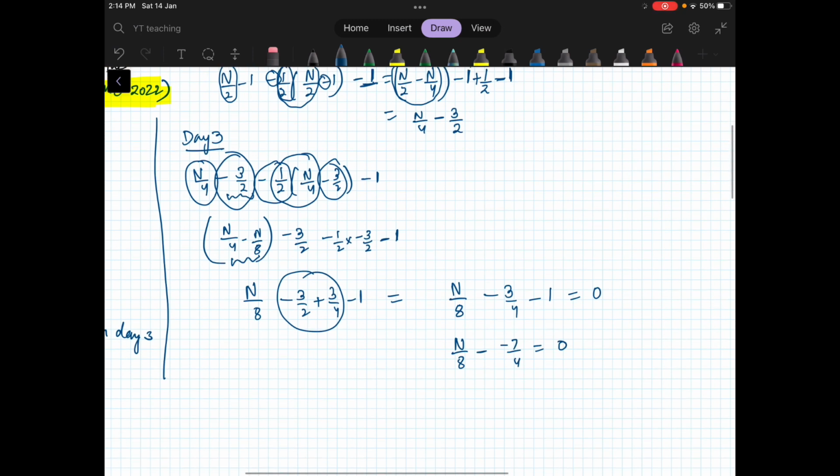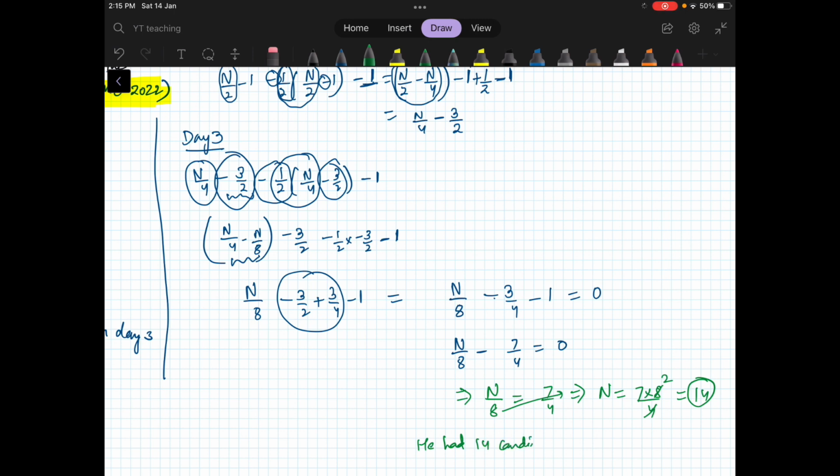Okay, so from here, this minus I have already put here, so this is 7 by 4. From here you can see, if I want to find n, you can just bring 8 this side, so you have 7 into 8 by 4, so that gives you 14. So he had 14 candies in the beginning.